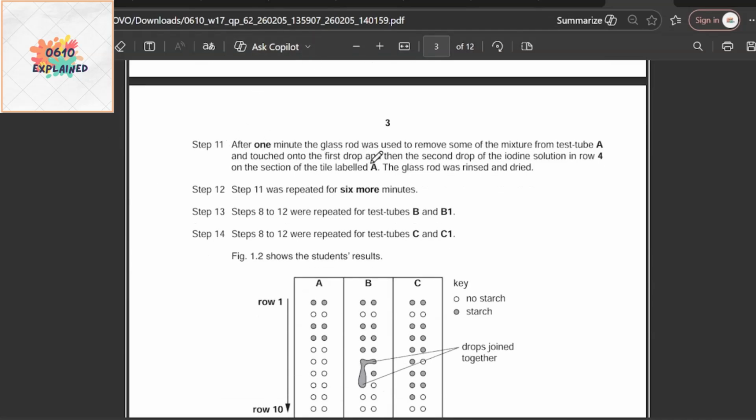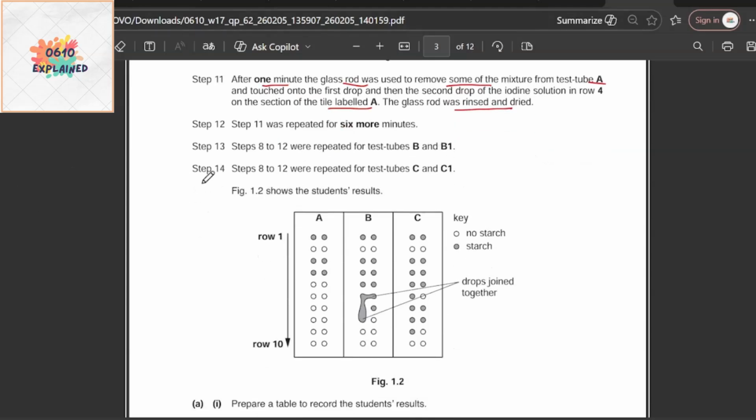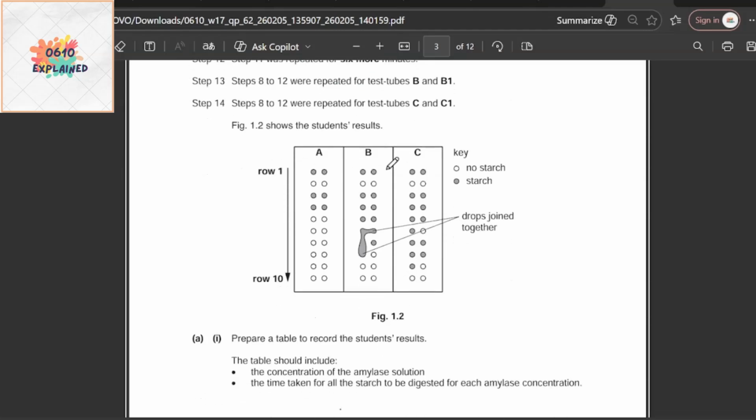After 1 minute, the glass rod was used to remove some of the mixture. So after 1 minute, a glass rod was used to remove some of the mixture from test tube A and touched on to the first drop, then the second drop of the iodine solution in row 4 of the section of the tile labeled A. The glass rod was again rinsed and dried. Step 11 was repeated 6 more times. Steps 8 to 12 were repeated for test tube B and B1 and C and C1 simultaneously.